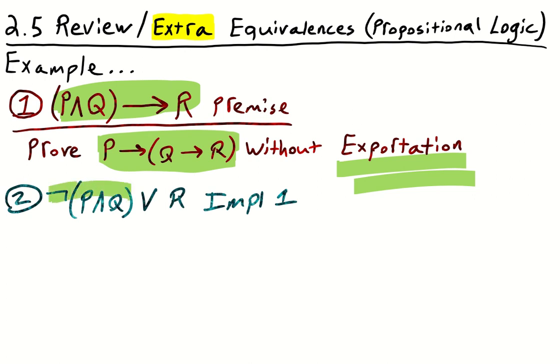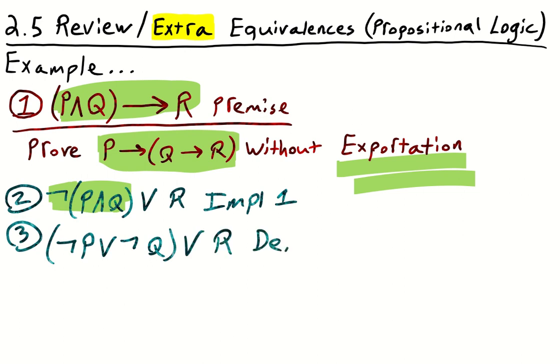Notice the negation of a conjunction. We could apply De Morgan here. Thus for line 3, we can get (not P or not Q) or R. De Morgan, line 2.